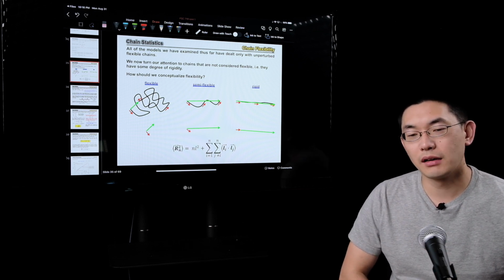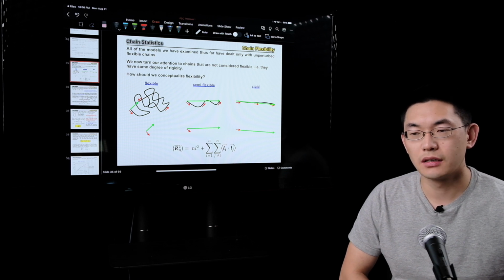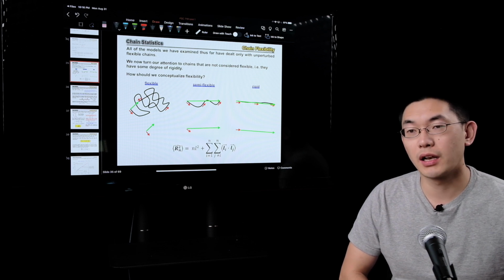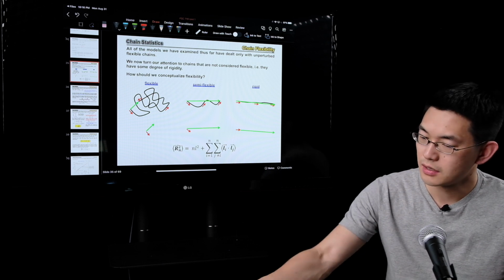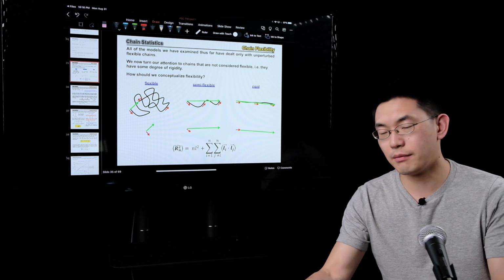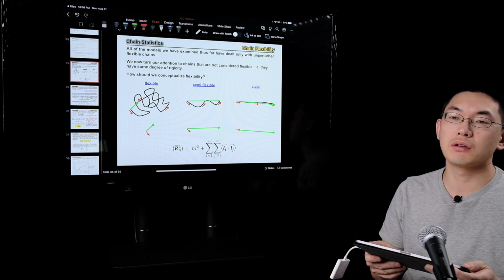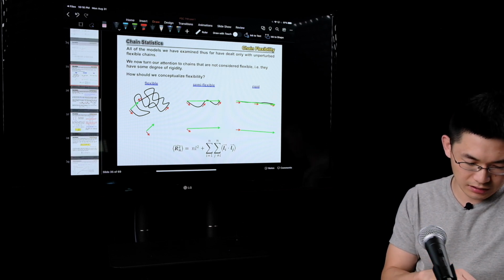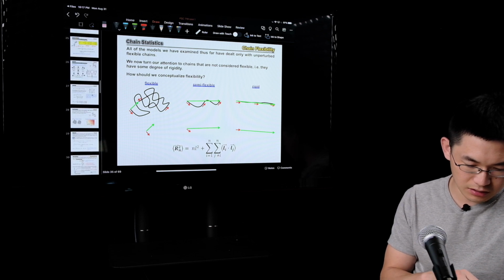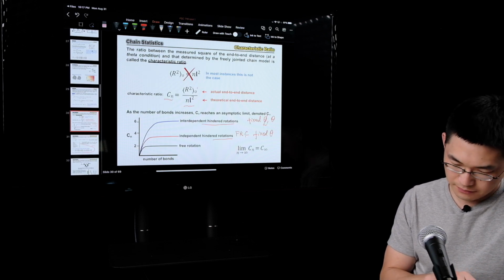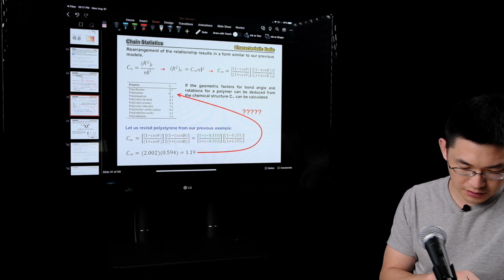But what we're going to talk about today is another parameter, which we're going to call persistence length. This is a more reliable and accurate way to characterize rigidity. But before we start that, I'm going to first discuss with you what a statistical segment is. I think we passed that, but we didn't talk about it in a lot of detail. So let's first start from there.